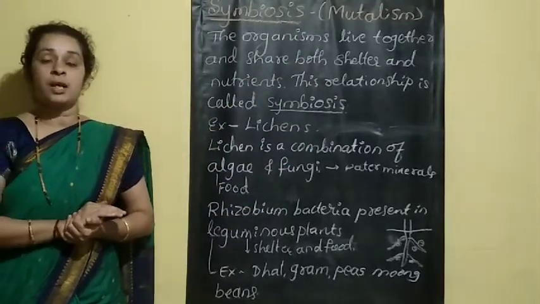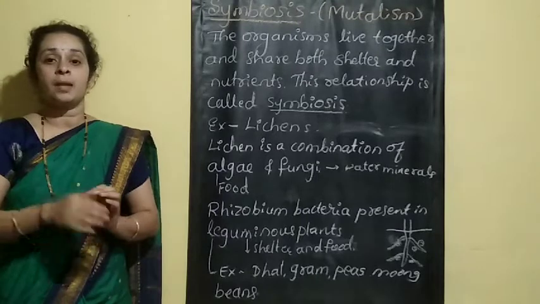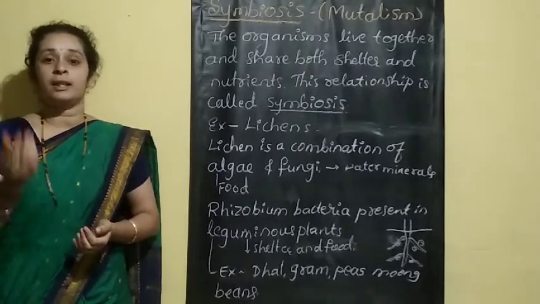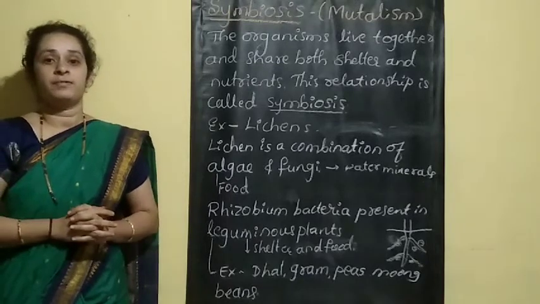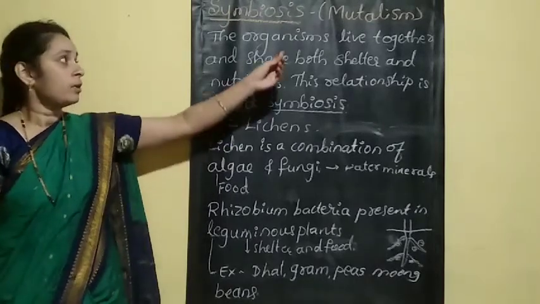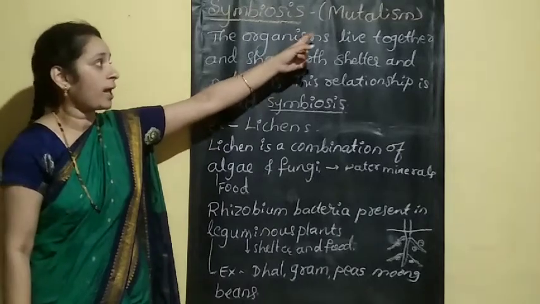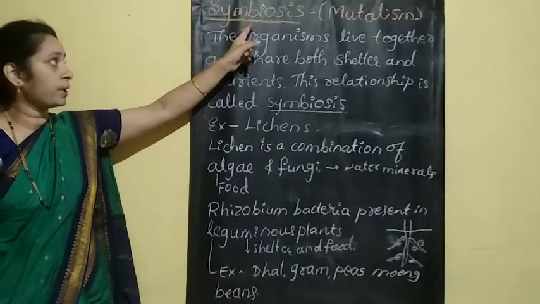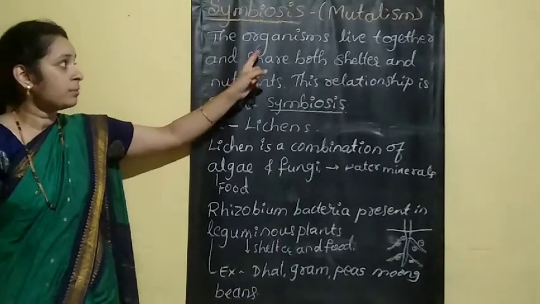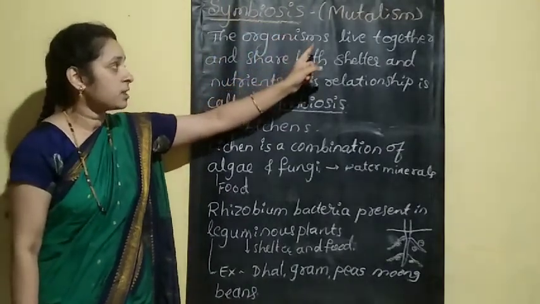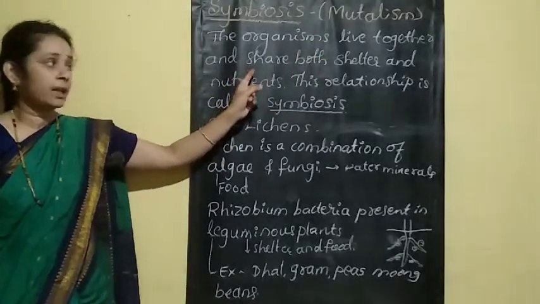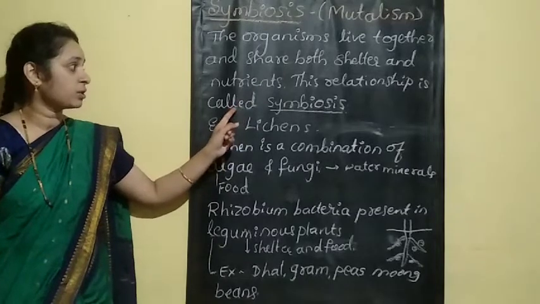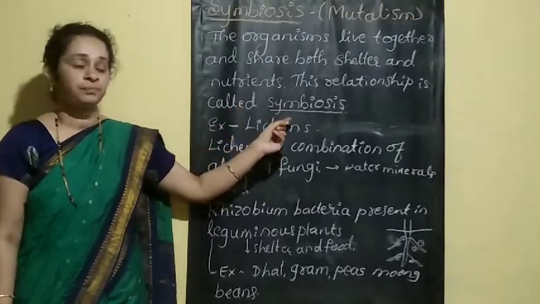Both organisms are mutually helpful. They are helping each other by giving nutrients or shelter or anything. They are mutually benefited. That's why this type of nutrition is called mutualism, or symbiosis. The organisms live together and share both shelter and nutrients. This relationship is called symbiosis.